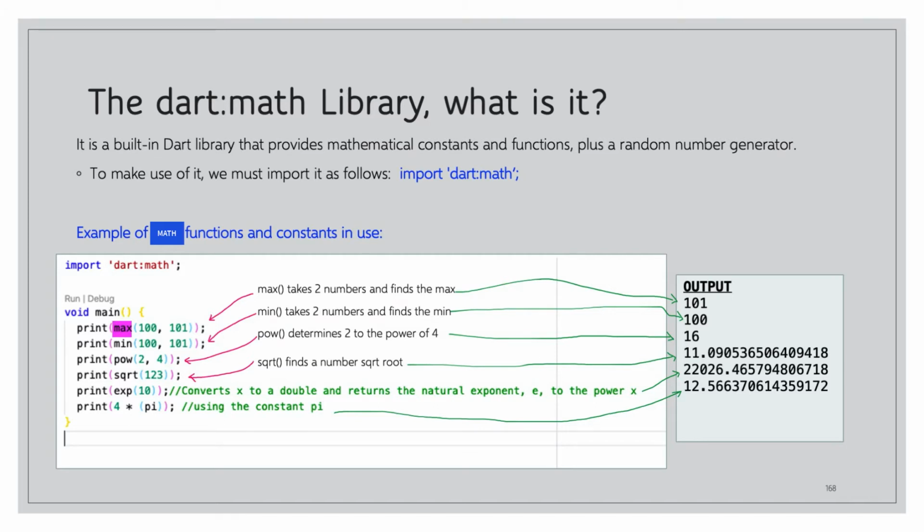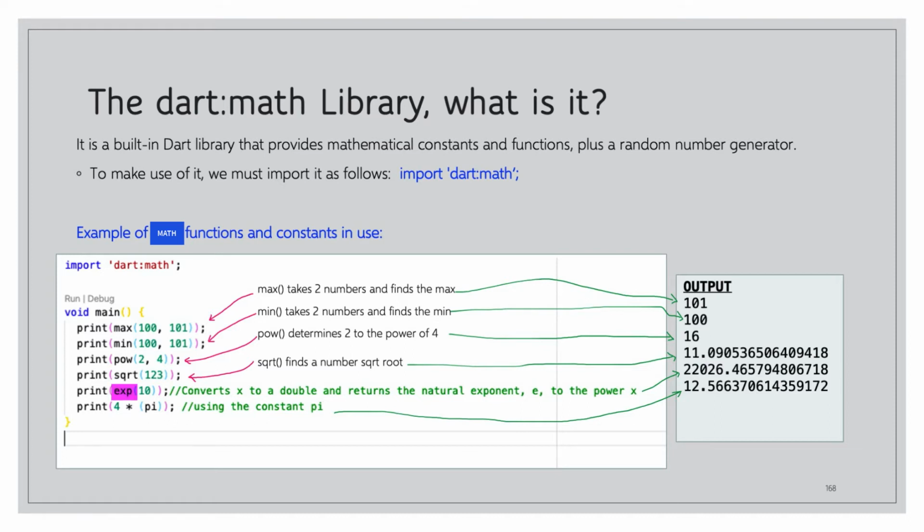So max, the max function, will take two numbers and find the one that's larger than the other. Min will do just the opposite. It will take two numbers and find the minimum, or the one that's less than the other. Power, or pow, determines 2 to the power of 4. So first number to the power of the second number. Square root, we take a number and we find its square root.